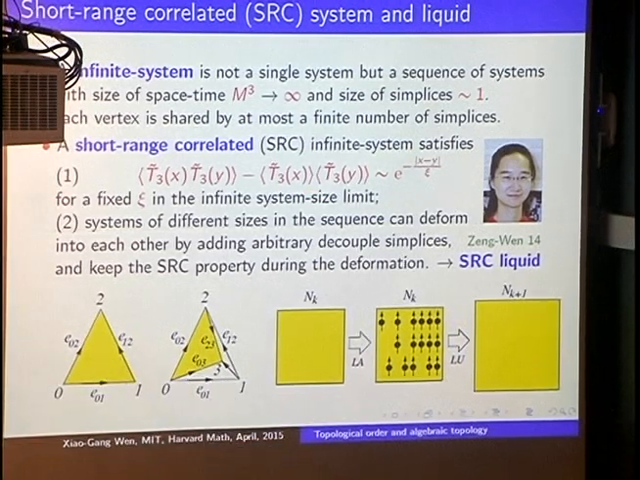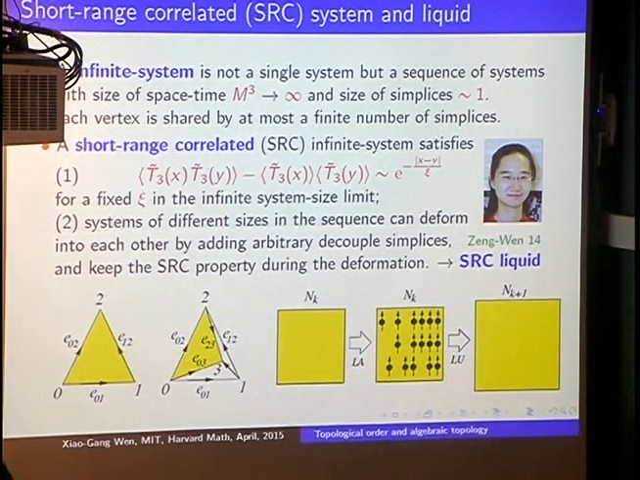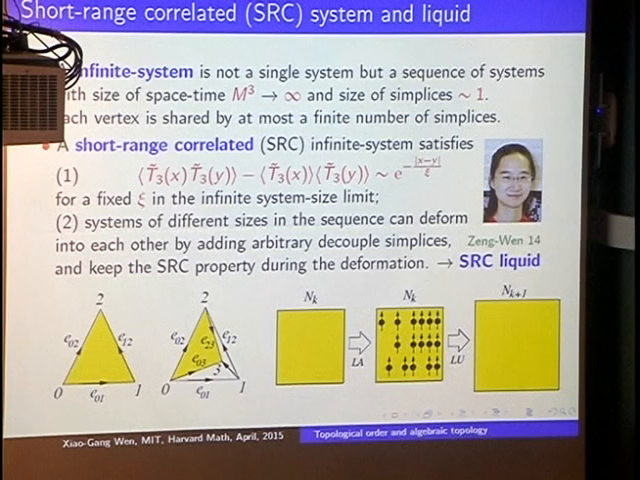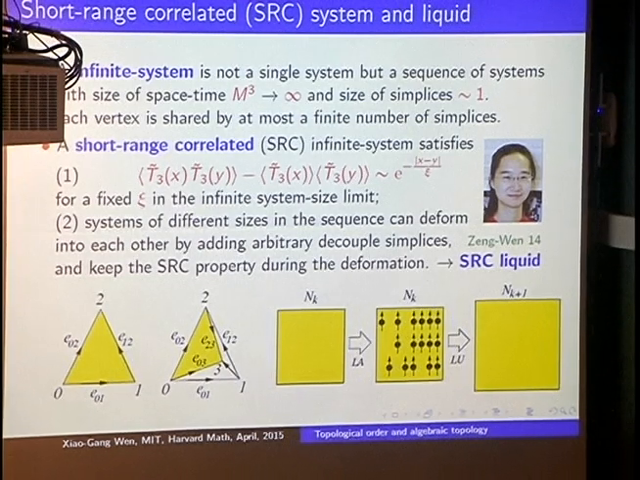Okay. So this way, we find a way that we can systematically have a finer and finer triangulation, and the system remains short-ranged and smoothly connected all the time.